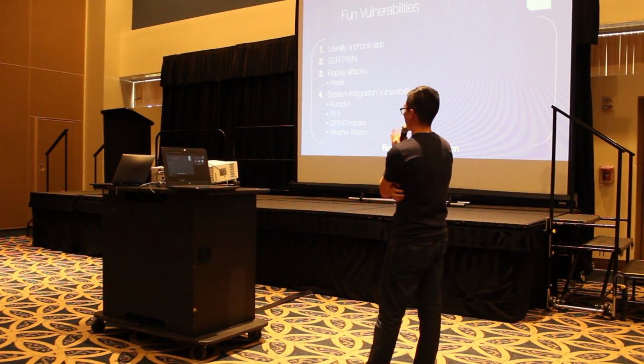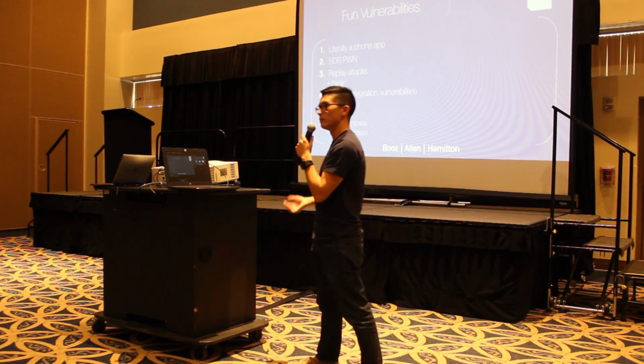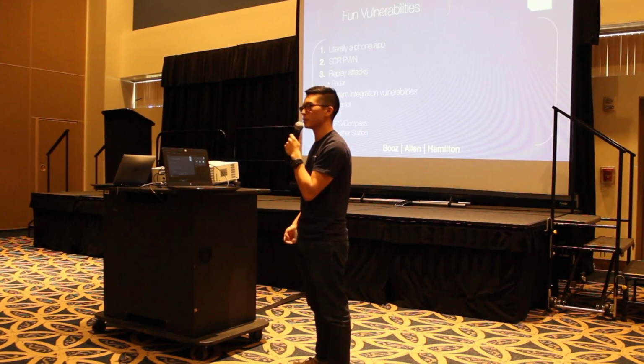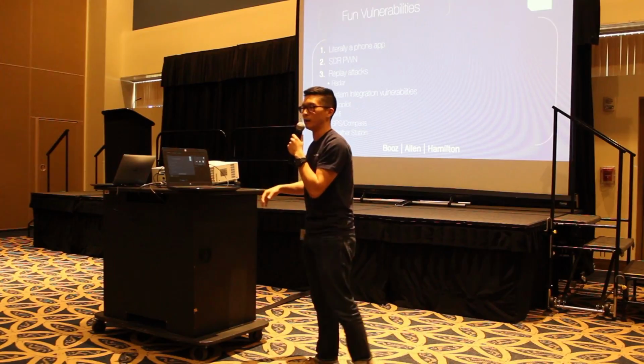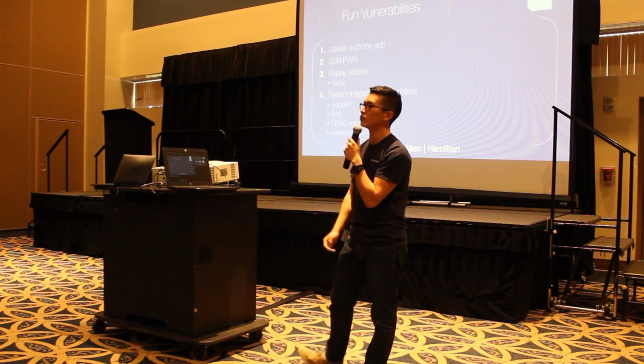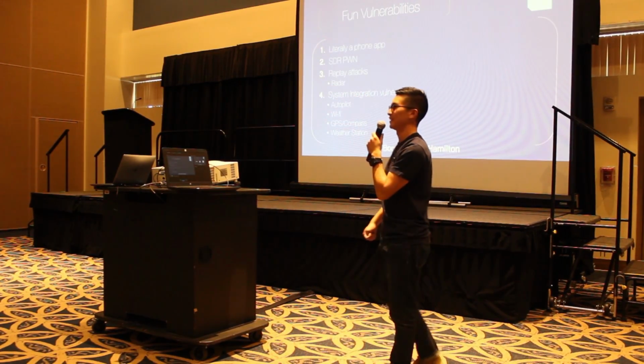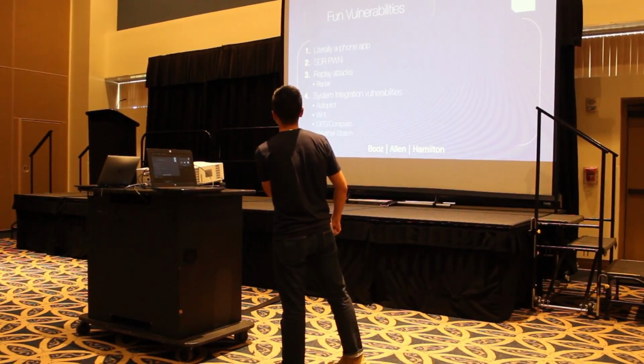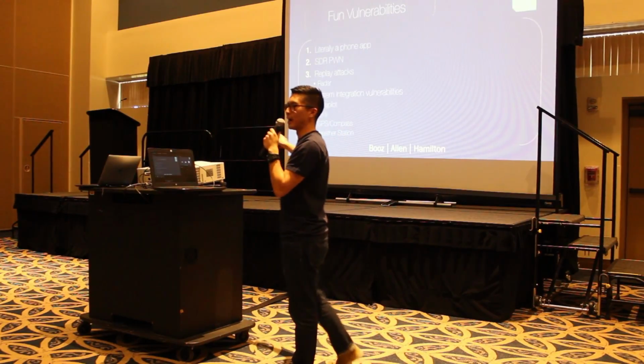Funner vulnerabilities that we found aboard our system. Remember that this system is representative of pretty much Class B vessels. All the electronics you find on our test bed, you would find on an actual Class B vessel, meaning that, yes, these exploits would work on an actual boat. So, first one, literally a phone app.